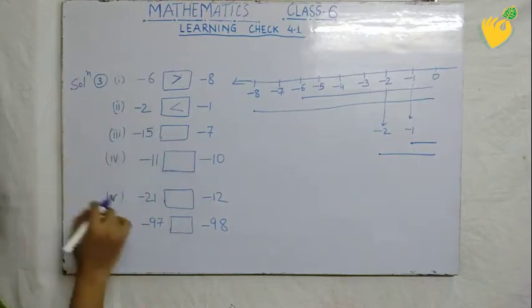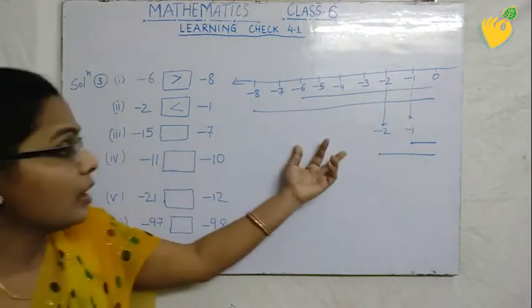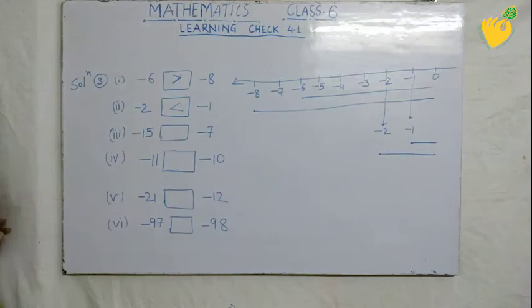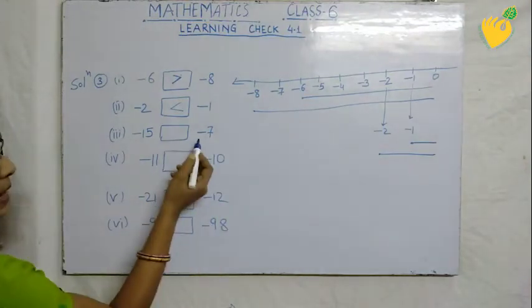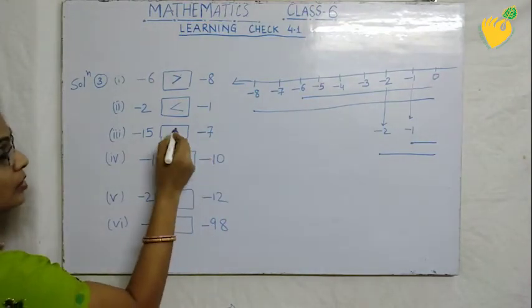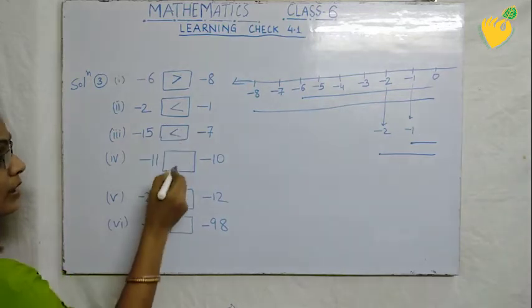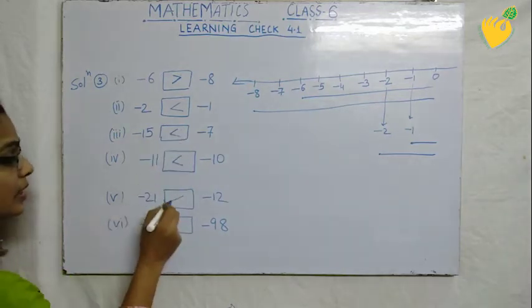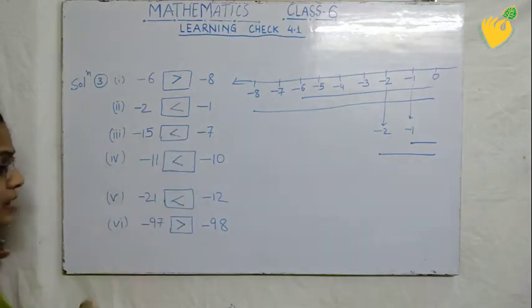Now you can directly write it here without comparing or without marking the distance from 0. This is minus 7, which is much closer to 0. This will be greater than minus 15. Here it is greater, here it is greater, and here minus 97 is greater.